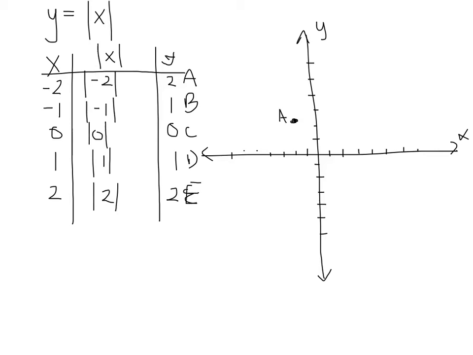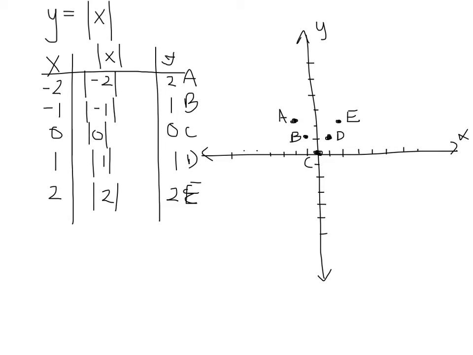The next point is negative 1, 1. So that's left 1, up 1. So that would be my B. The next point is 0, 0, which is the origin. Next point's 1, 1. So that's right 1, up 1. And the next point is 2, 2. So that would be my E.